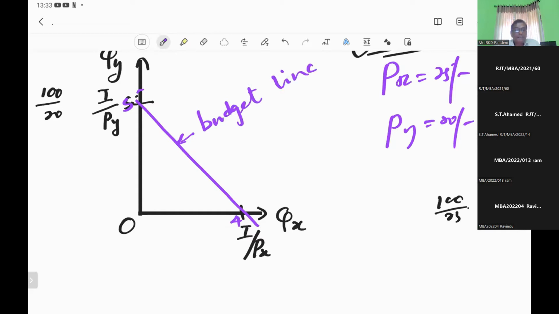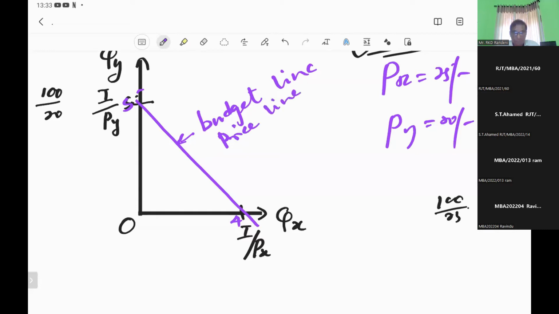Then what is the budget line? Actually the consumer spends his money rationally to maximize the utility. Definitely he will be on the budget line. He can't go beyond the budget line. That is why it is called the budget line or price line.